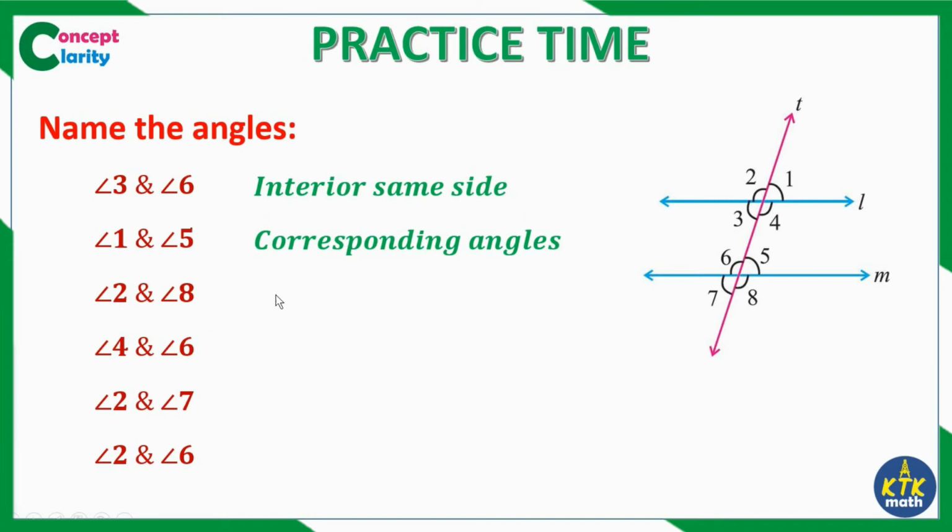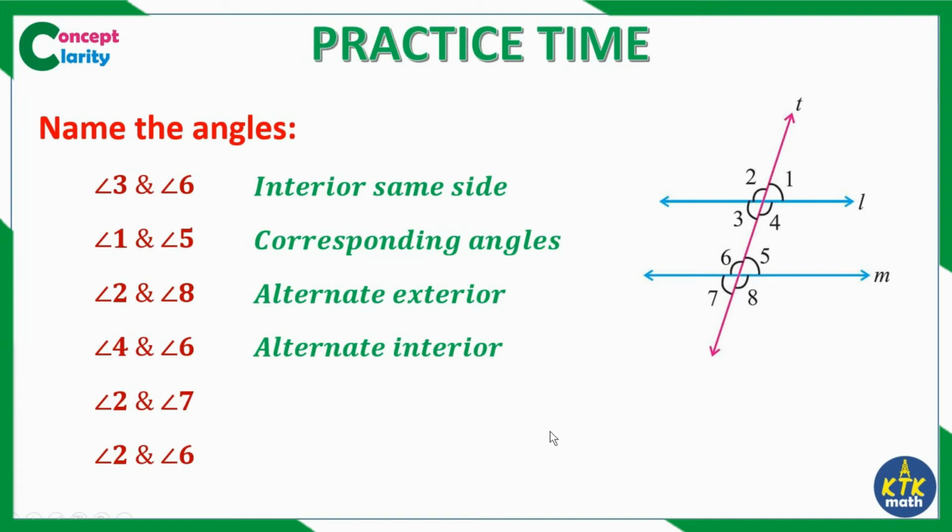And then next, 2 and 8. 2 is exterior, 8 is also exterior, but one is on the left side and the other is on the right side, therefore it is alternate exterior. Then 4 and 6. 4 and 6 are both interior but opposite, therefore alternate interior. So this is how you are going to name the angles.